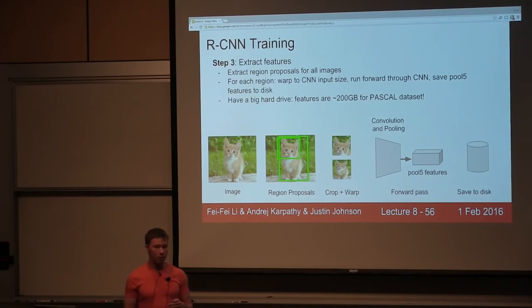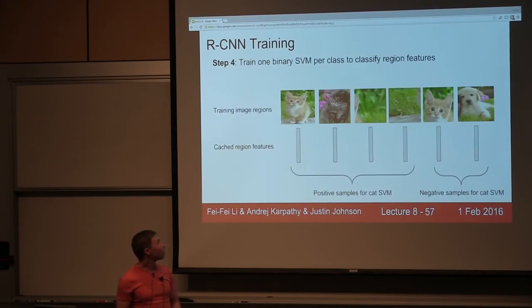Next, we actually want to cache all these features to disk. So for every image in your data set, you run selective search, you extract those regions, you warp them, you run them through the CNN, and you cache those features to disk. And something important for this step is to have a large hard drive. The Pascal data set is not too big, maybe on the order of a couple tens of thousands of images. But extracting these features actually takes hundreds of gigabytes, so that's not so great.